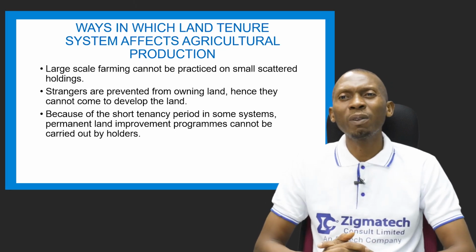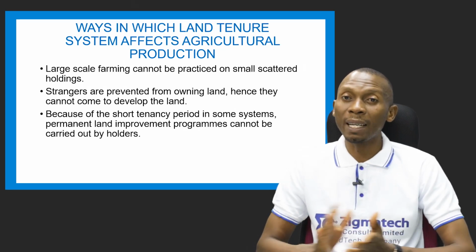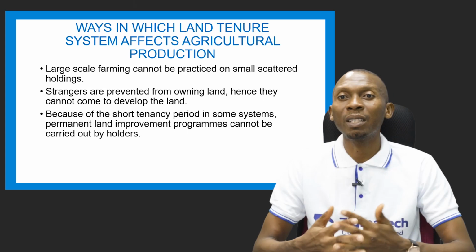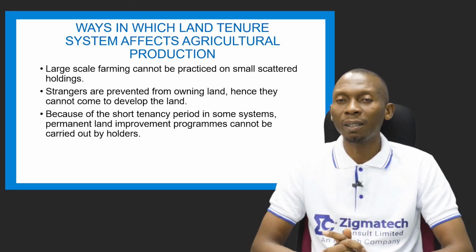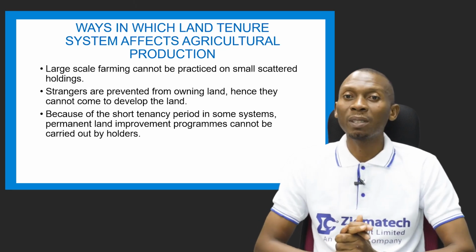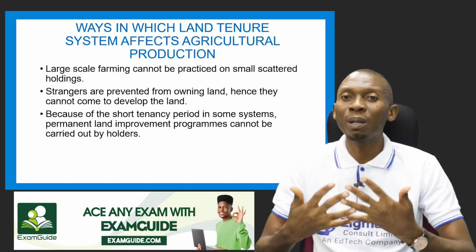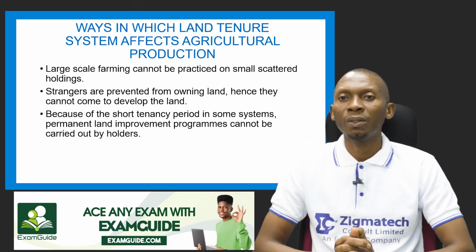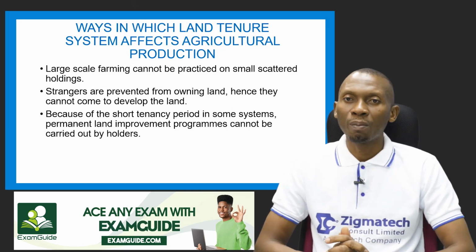Then strangers are also prevented from owning land, and that means they cannot come to develop the land because they're not members of the community, especially under the communal land tenure system. Now, because of the short tenancy period in some systems, the farmer cannot carry out permanent land improvement programs. So that's another way it can affect agricultural production.